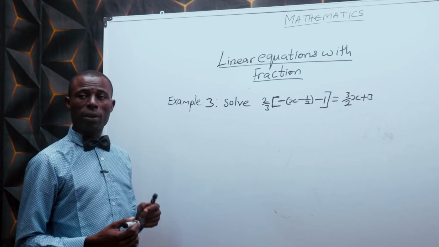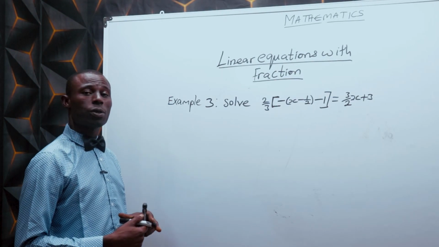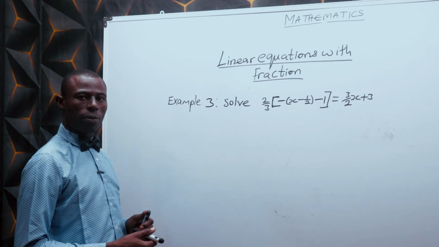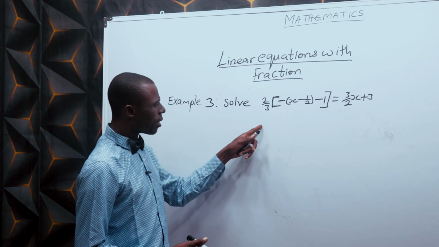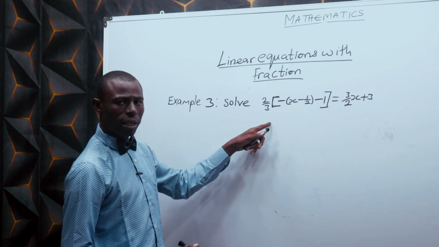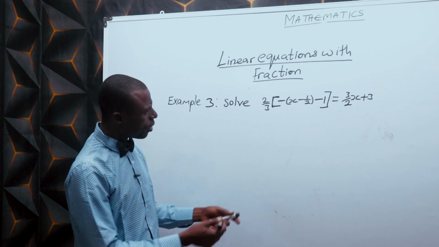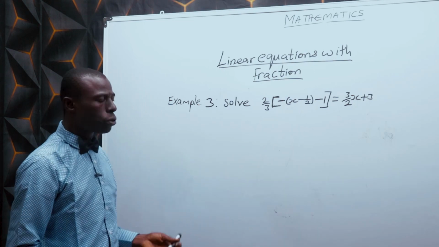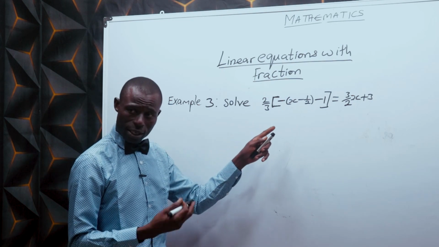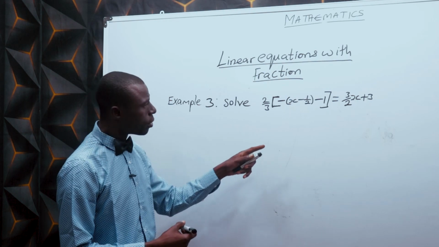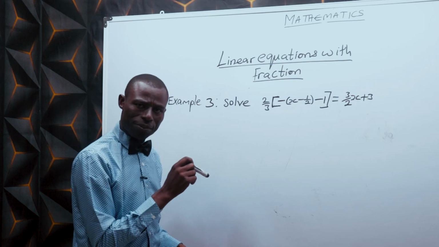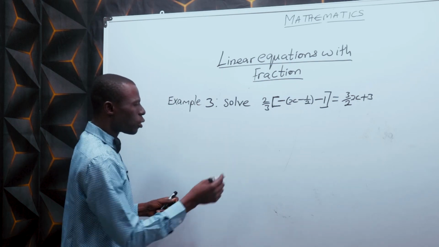Let's go to example 3 under linear equations with fraction. Here is example 3. 2 over 3, larger bracket, open. Inside that larger bracket, you have another bracket, as you can see. We have done something like this in our previous work. You need to open the inner bracket first.